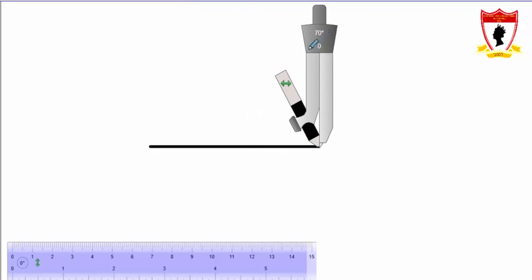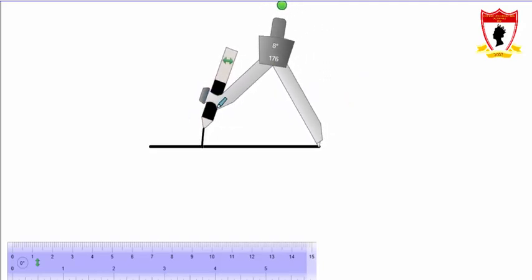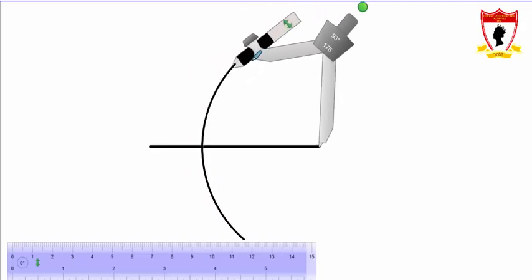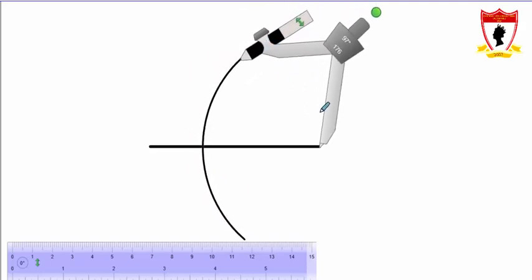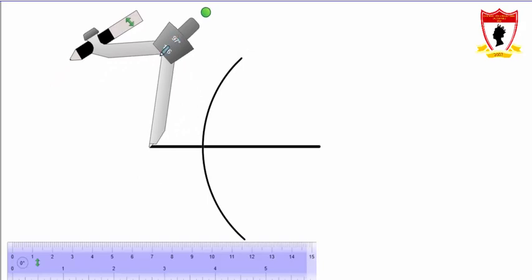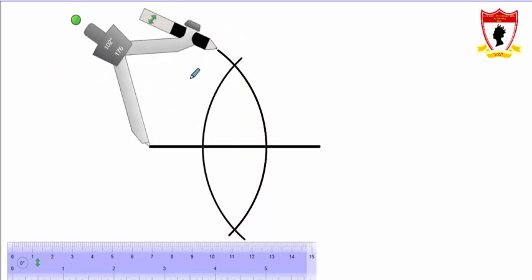Then we're going to place the needle on the end of the line, and then we mark an arc, and the compass should be open more than half. Then with the same width of the compass, we can mark another arc from the other end of the line, and then where the two arcs cross is the middle of the line.